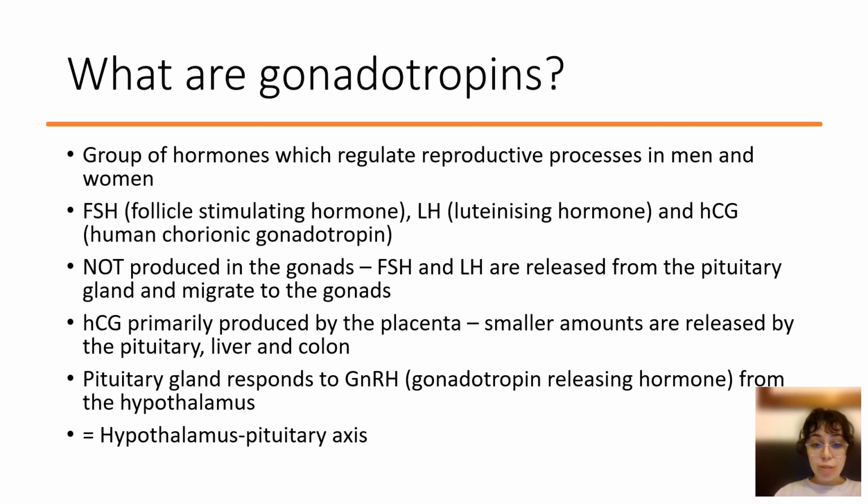In terms of how they're released, the pituitary gland responds to GnRH, which is gonadotropin releasing hormone, which is released from the hypothalamus, and this forms something called the hypothalamus pituitary axis.